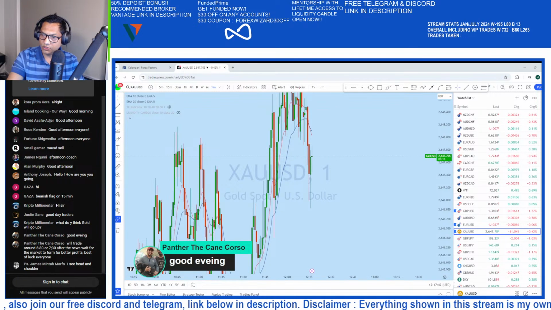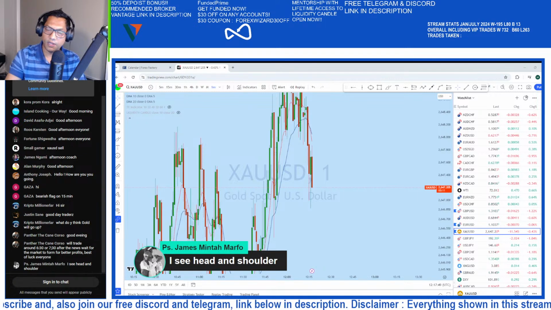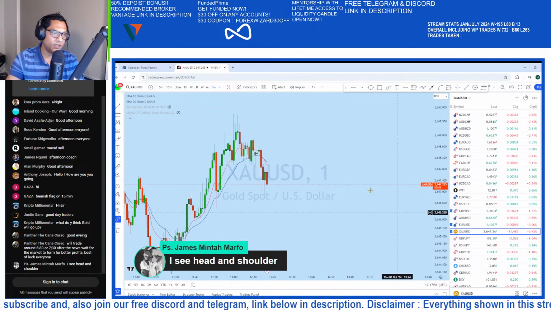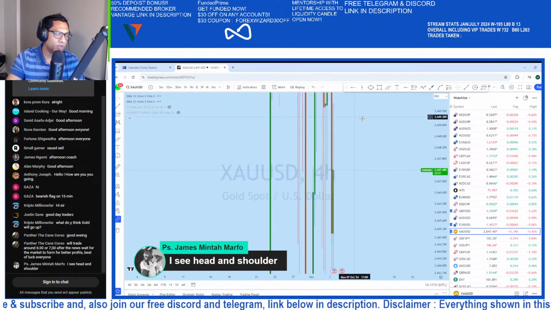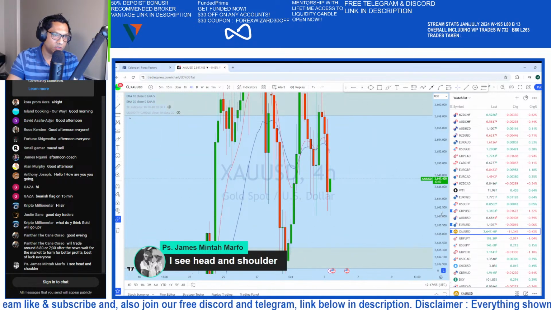Good evening. We'll trade around 6:30 or 7:30 after the news. We'll see where it might be heading, and based on that, we can look for trades. At the moment, if you look at the 4 hour, we can see that after this bounce, it started to drop.